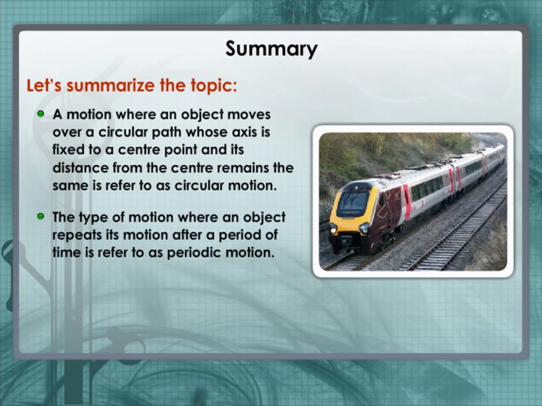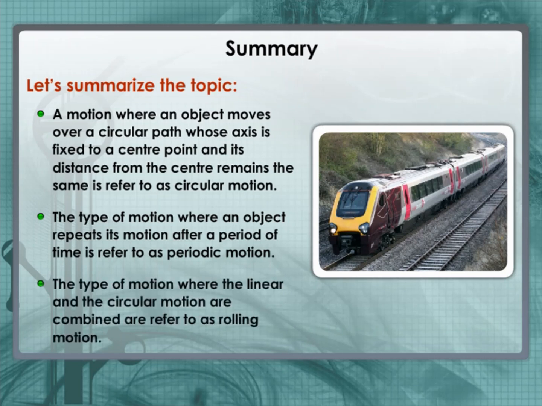The type of motion where an object repeats its motion after a period of time is referred to as periodic motion. The type of motion where the linear and the circular motion are combined is referred to as rolling motion.